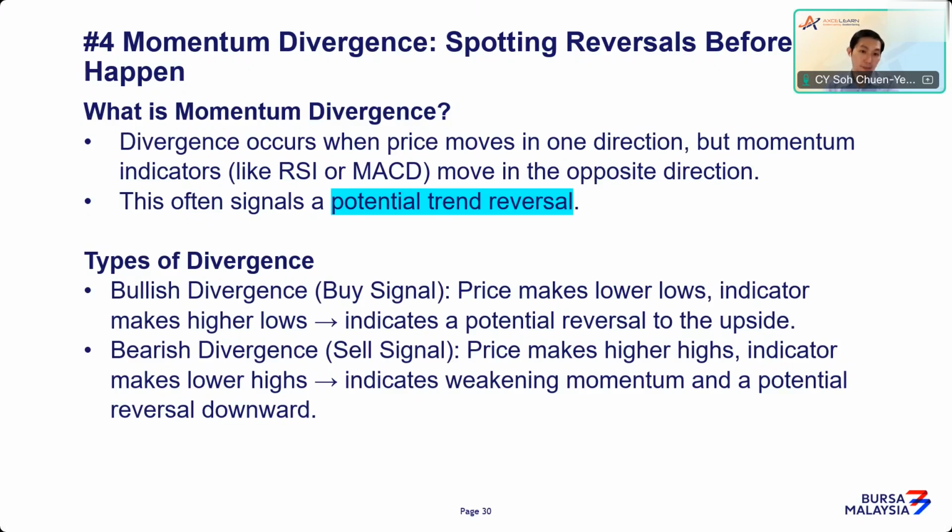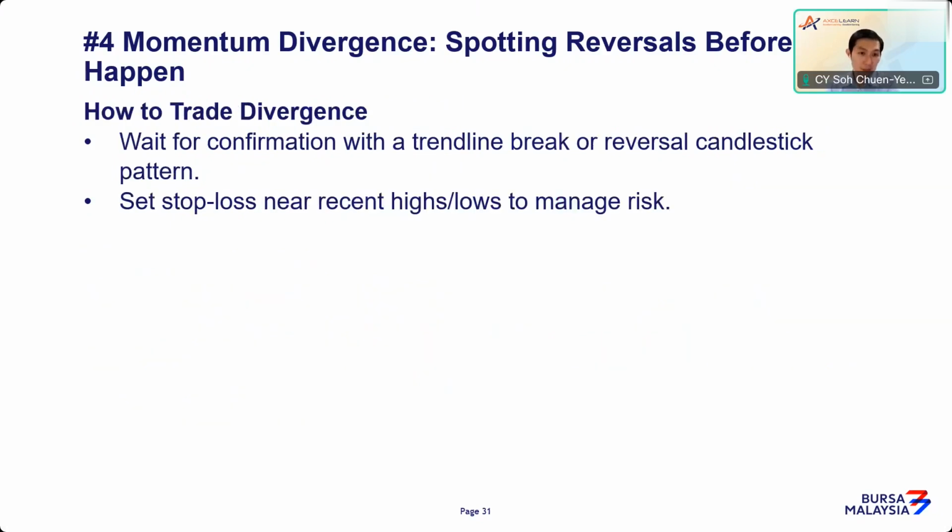We have a bullish divergence when price is making a lower low, but your momentum indicator, RSI or MACD, is forming higher lows. Whereas for bearish divergence, your price forms higher highs, but your RSI and MACD form lower highs. This suggests a bearish divergence, where your upward momentum is weakening. It's easier for you to look at a chart to understand this.